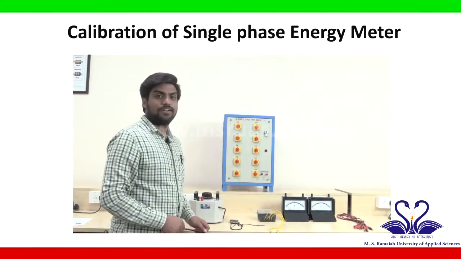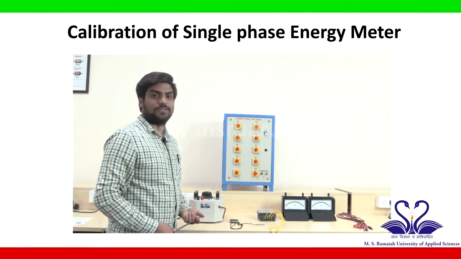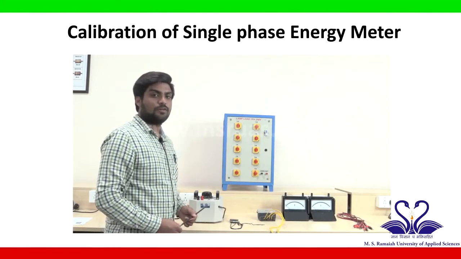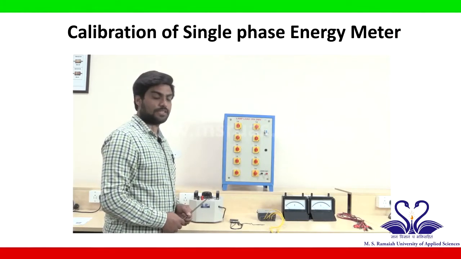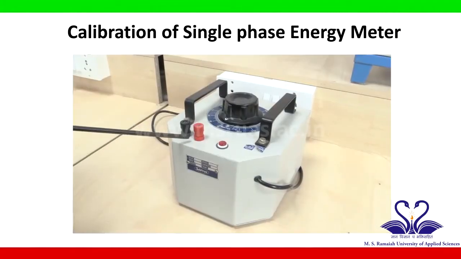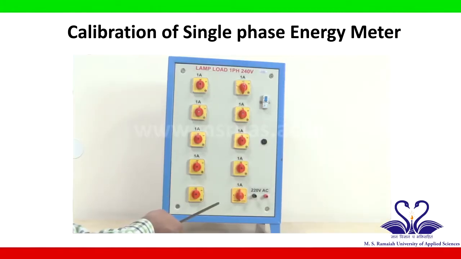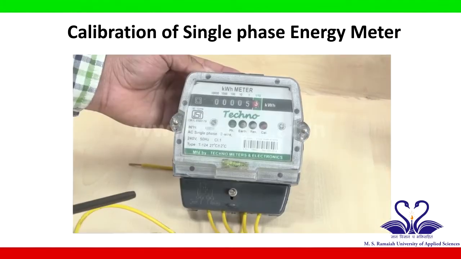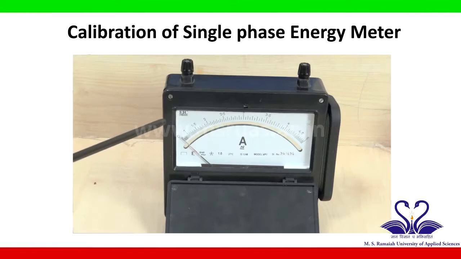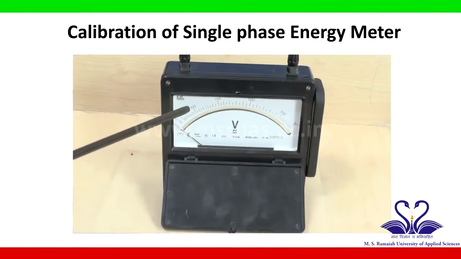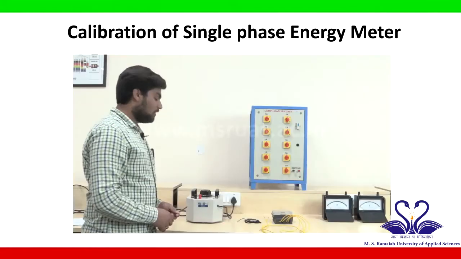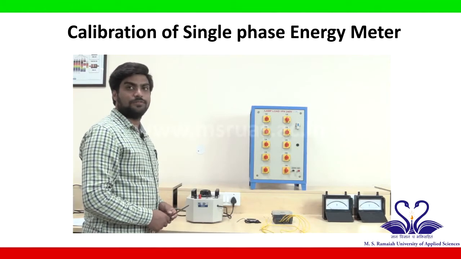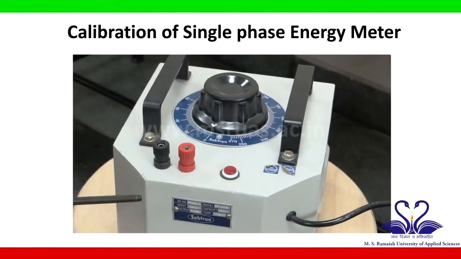Hello students, we will conduct the experiment calibration of energy meter in this video session. Components required to conduct this experiment are auto transformer, resistive load or lamp load, stopwatch, energy meter, ammeter, voltmeter and patch cords. Now we will discuss about the components that are being used in this experiment.